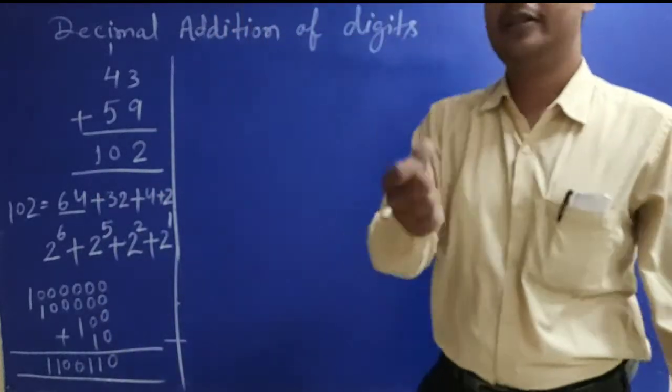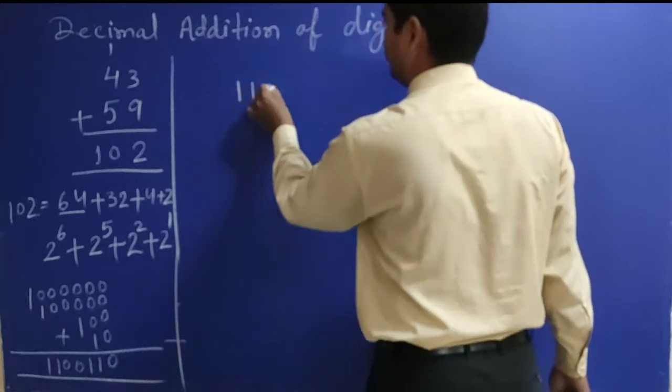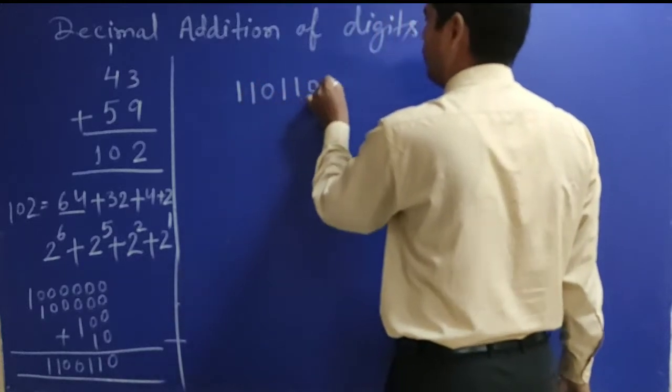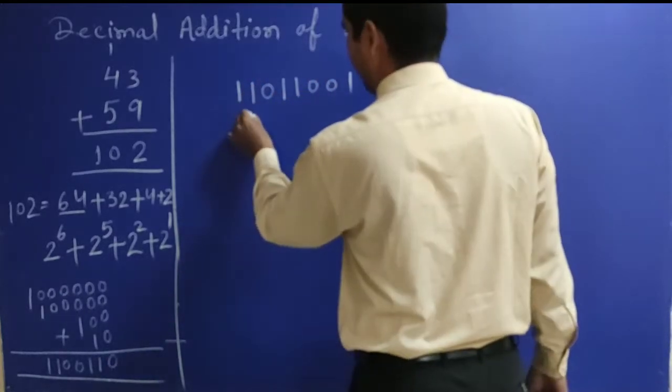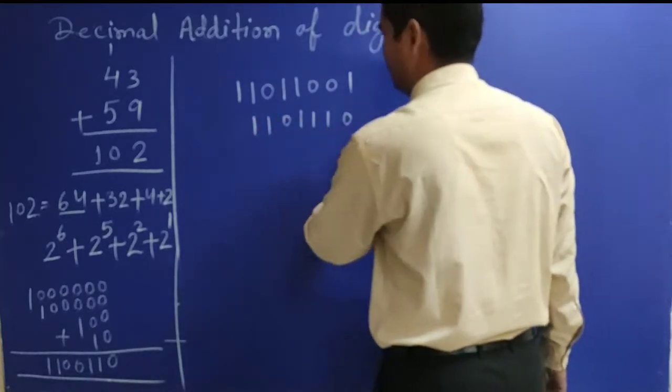Students, we will see another example of adding binary digits: 11011001 and another number, 11011110.